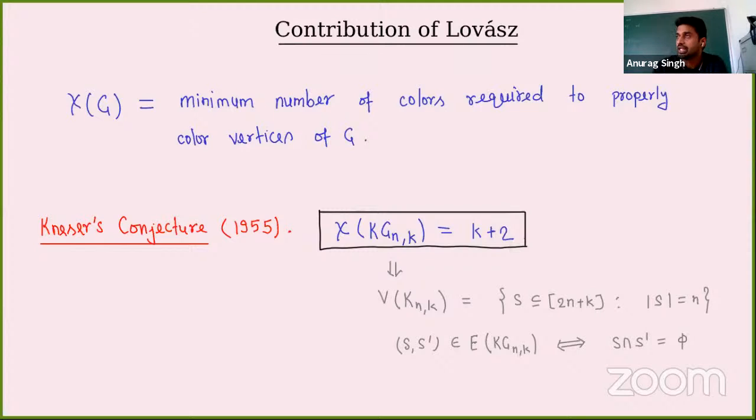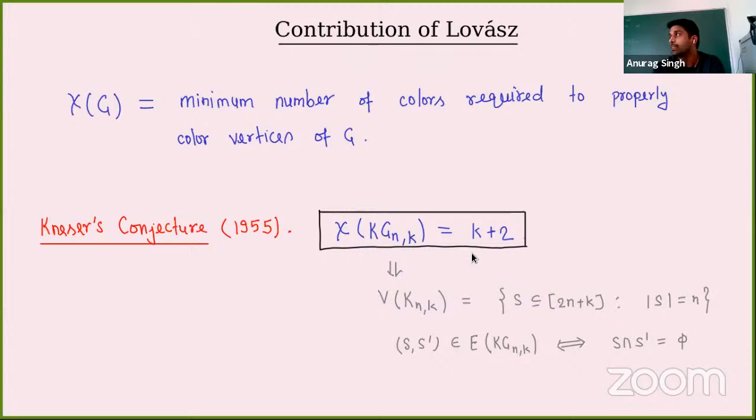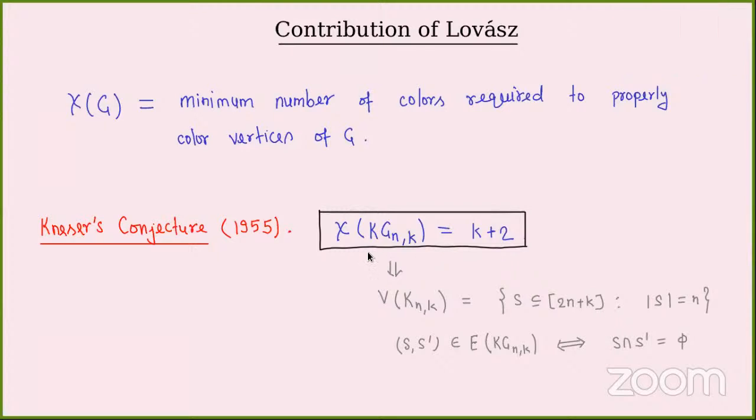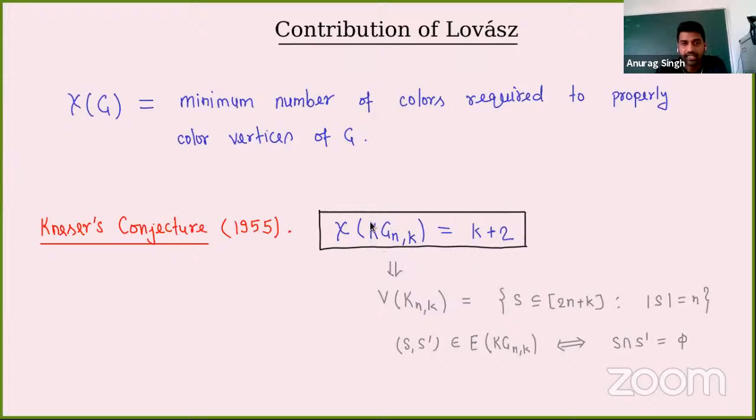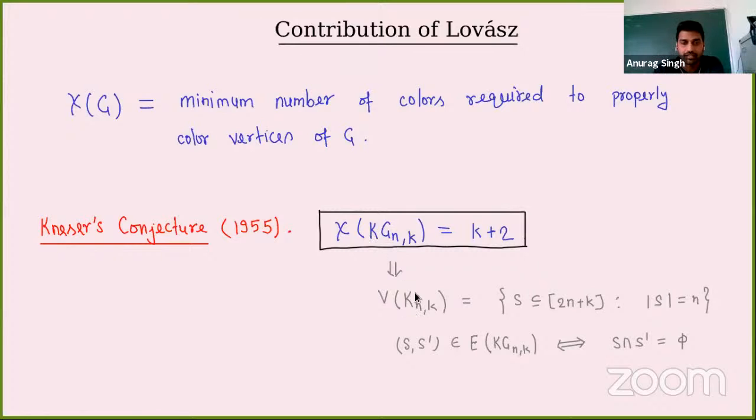1977. There were many bounds available in graph theory and none were sort of tight. So what is KG(n,k)? KG(n,k) is called the Kneser graph, where the vertices of the graph are all the subsets of 2n plus k, I just forgot to say this is the set 1, 2, up to 2n plus k. So you collect all the subsets of the set 1, 2, up to 2n plus k, whose cardinality is exactly n.